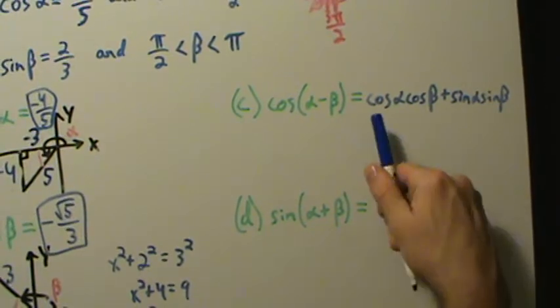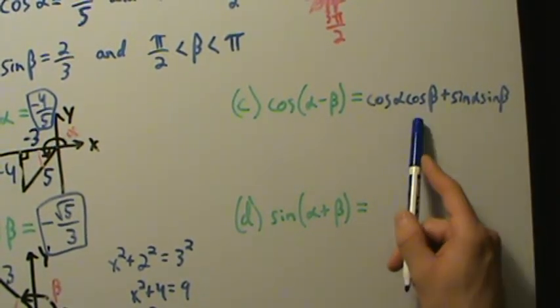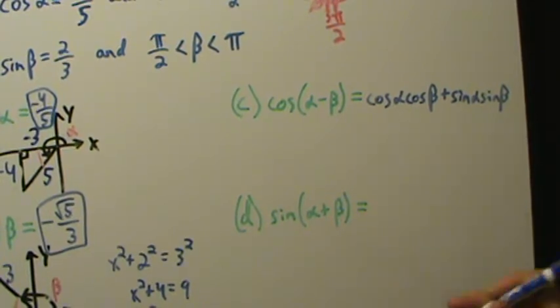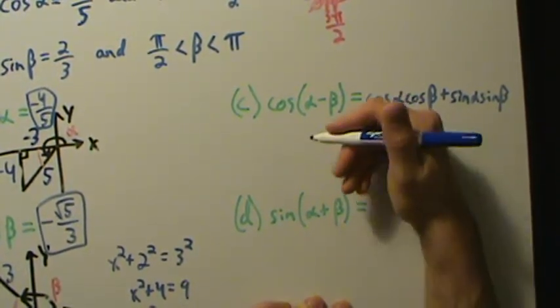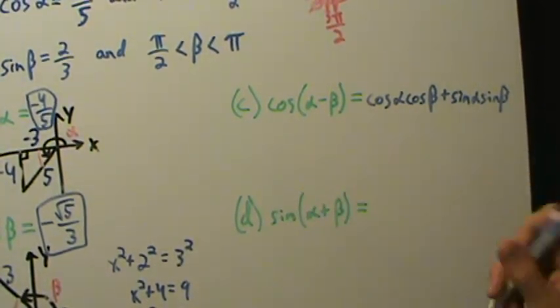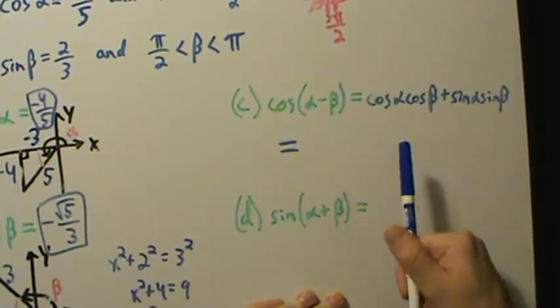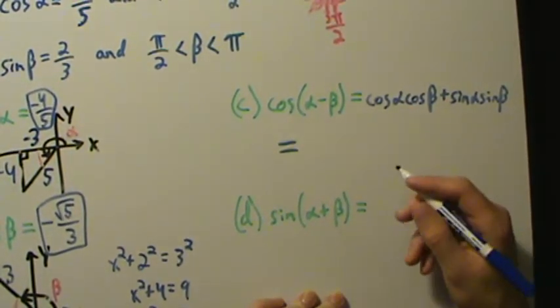We were given cosine of alpha and sine of beta, and in part A we found sine of alpha, and in part B we found cosine of beta. So we know what all 4 of these are, so really we're just multiplying 4 numbers that we already know, or multiplying 2 numbers and then adding them to another product of 2 numbers. Anyway, the point is we're just plugging numbers into a formula, numbers that we know.